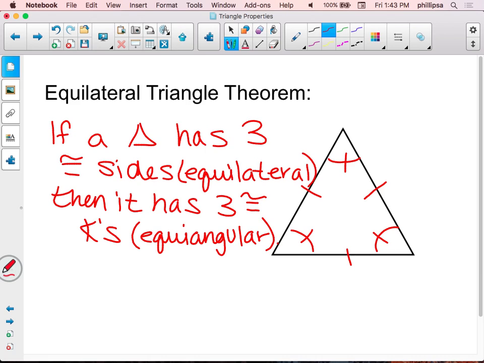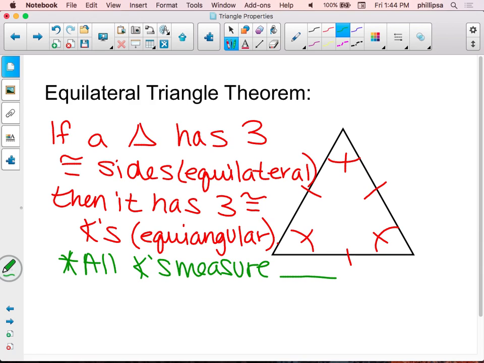Okay. The converse of this does work. So if you have three congruent angles, you have three congruent sides. So the second you know it's equilateral, you know it's equiangular. The second you know it's equiangular, you know it's equilateral, okay? Not only that, but you also know every measurement. All angles have to measure, if they're all congruent, they all measure what? 60. Yes. Because 180 divided by 3, and that's never going to change.